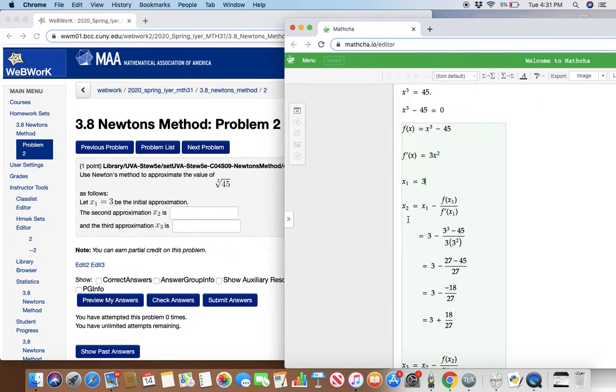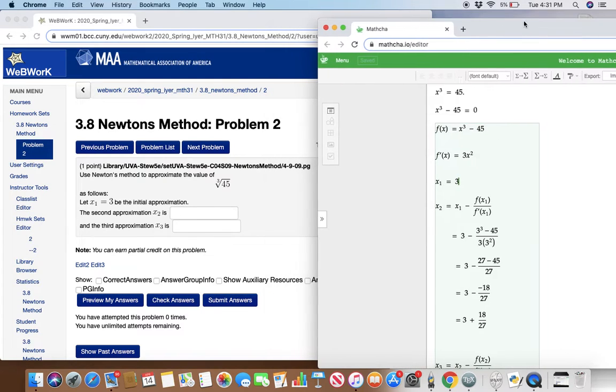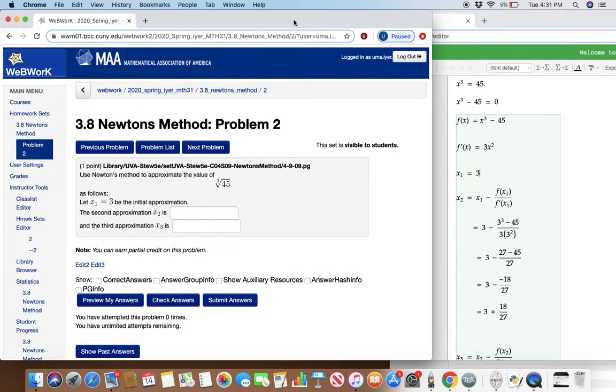So that is x1 minus f of x1 over f prime x1. Okay, I know f of x, I have f prime. I need to plug in 3 in here and in here. All right. So here is a hand work, but it gets tiresome, but we have web work. So why don't we play with that, right?